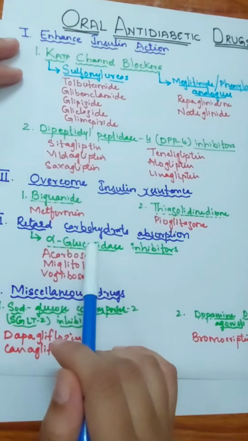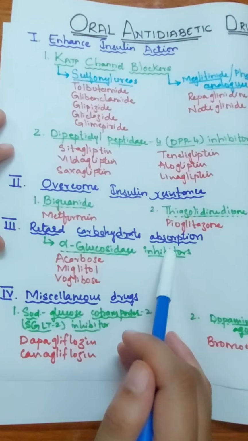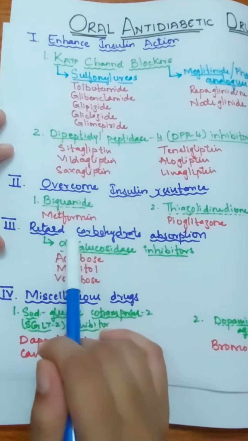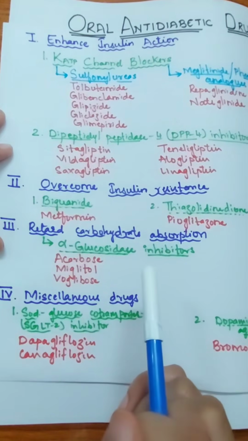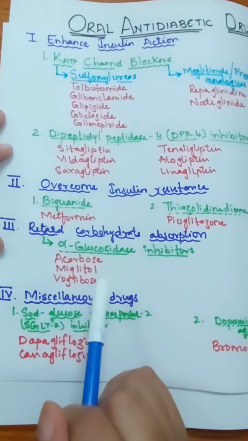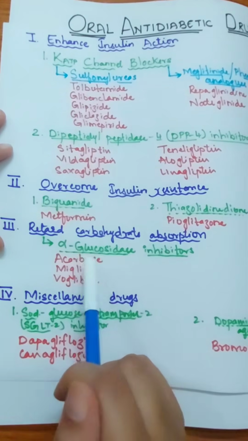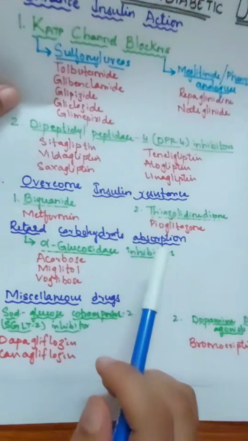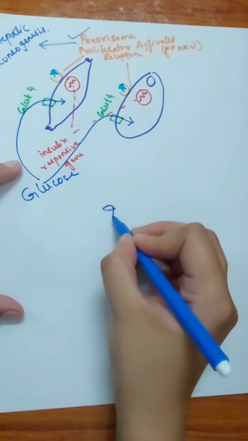Next, jumping to the third class of drugs, that is the drugs that retard carbohydrate absorption, and here we have alpha-glucosidase inhibitors. Okay, the name itself says retard carbohydrate absorption. So where does carbohydrate absorption take place? Basically these are the drugs that mainly act on your gastrointestinal tract, and they inhibit alpha-glucosidase. So what is the role of this alpha-glucosidase? We'll check that out now. First of all, they retard absorption, which means these are drugs that act in your gastrointestinal tract, on your gut.